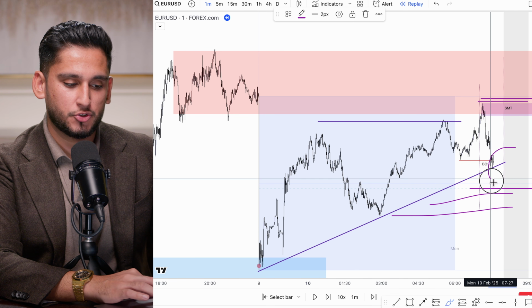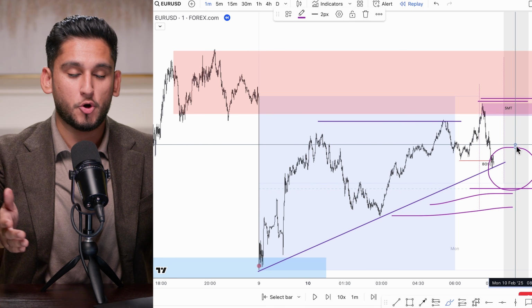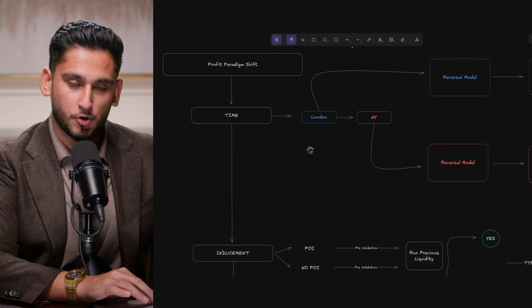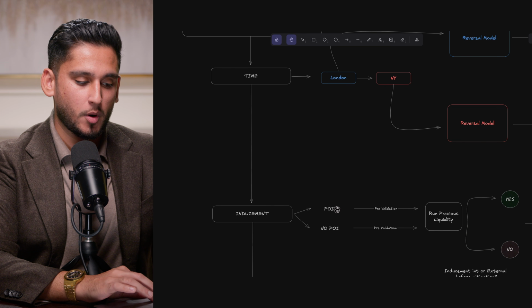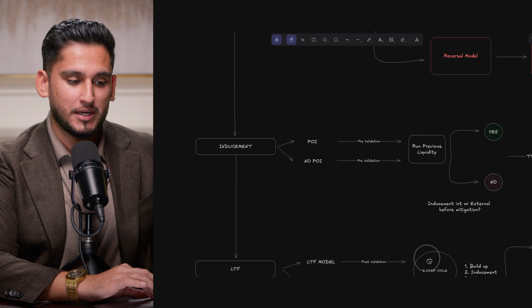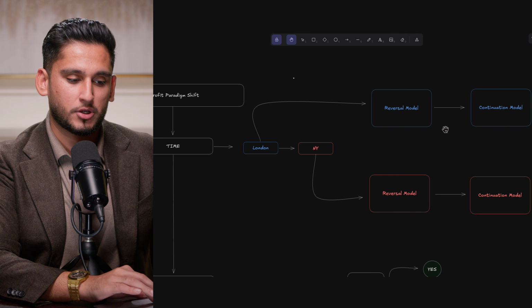So when we have liquidity above here, and we have liquidity below this trend line zone, and we have our inducement of the day yet to be found and London Open happening, we are arriving to this trinity, this time window. We're arriving to the London Open, and we need to look for an inducement, POI or non-POI based, and we need to find lower time frame confirmation if we are to find a trade, and we need to understand, are we having a reversal or continuation model?